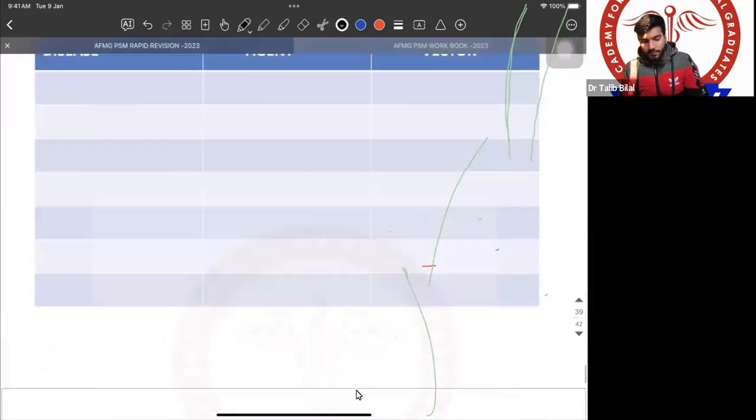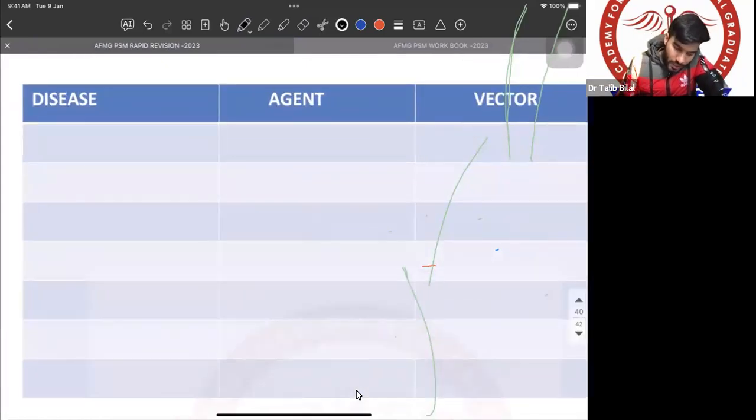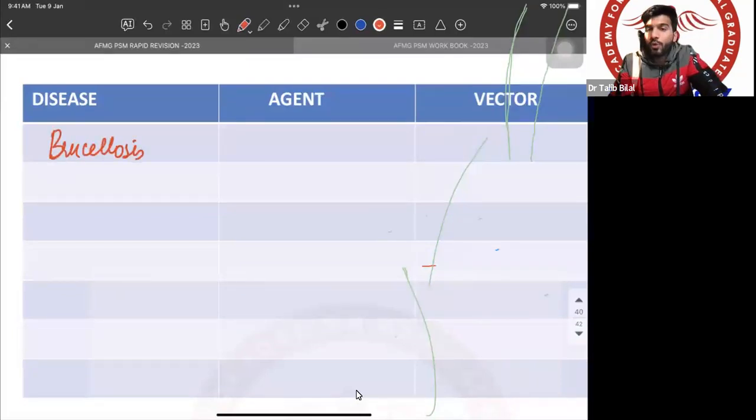Yes. Okay. Now, guys, the last three charts. All the diseases along with the agents and vectors are confined in the table, guys. I will tell the disease and you will tell me the agent and vector. First of all, let's write brucellosis. Remember, guys, there are two tests in brucellosis: the milk ring test and the Rose Bengal test. Write it down. They are done for which condition, guys? Brucellosis.